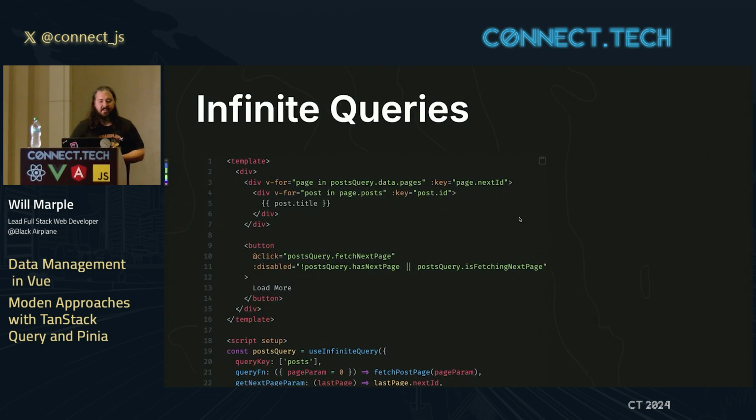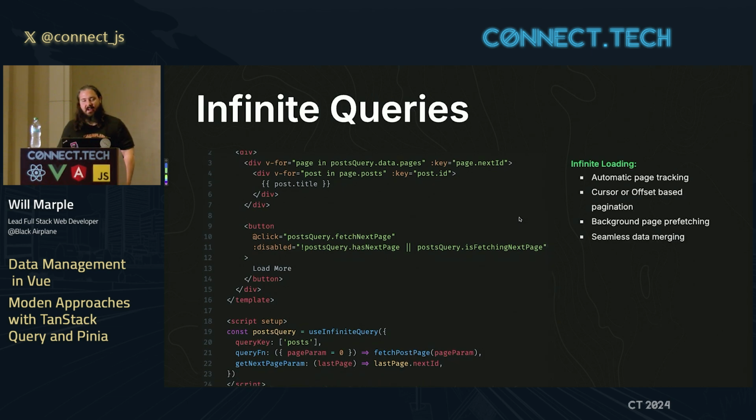Infinite queries and pagination are also baked in, which I thought was pretty big. The first couple of times I built an infinite query, it was fun. After that, I'm happy for it to be an abstraction, and I'm happy that it's available in this package. You get cursor and offset based pagination, page prefetching, seamless data merging. How many times have you had to write your own logic that goes, okay, we got the update back from the server, now I've got to search through the collection and figure out how to merge it all back in? It's doing that for you in the cache.